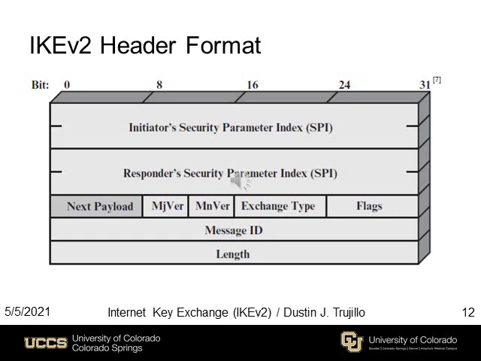Regarding flags, those are 8 bits, and they indicate specific options set for this IKE exchange. Regarding the final 2 items, the message ID and the length, those are both 32 bits. The message ID is used to control retransmission of lost packets and matching of requests and responses, whereas the length indicates the length of the total message, which is actually the header plus all payloads, and this is identified using octets.